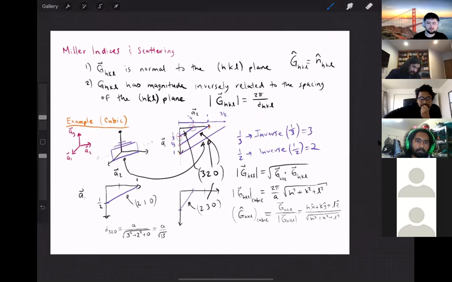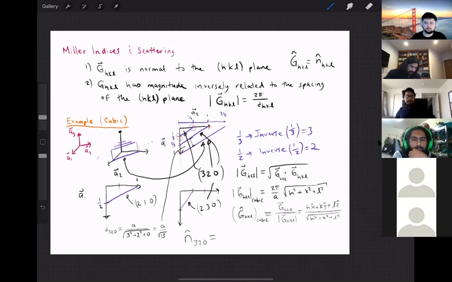So that means that the distance from here to here is given by A over square root of 13. That's the distance between those two planes. And then if I had to figure out what is the direction of this vector, I can get that the normal to the (3, 2, 0) is going to be 3 in the x direction plus 2 in the y direction, because my h is 3, my k is 2, the l is 0, divided by the square root of 13.